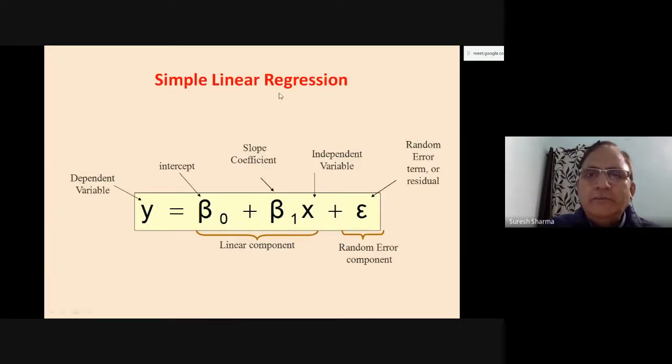So in simple linear regression, our equation has all parameters written like this. This is called the dependent variable. This X is called the independent variable. This is called the slope coefficient, or slope of the regression line. This is called the intercept. And this is called random error, which is beyond your control. So we minimize this error and these parameters will get estimated. Now you give any value to X, you will get Y.